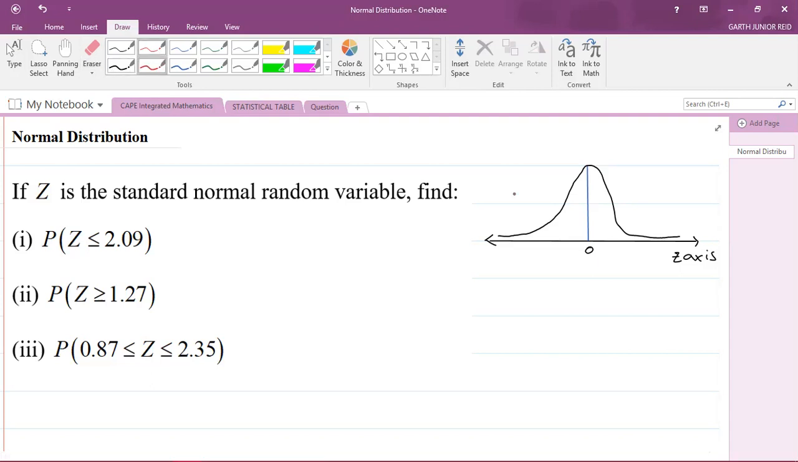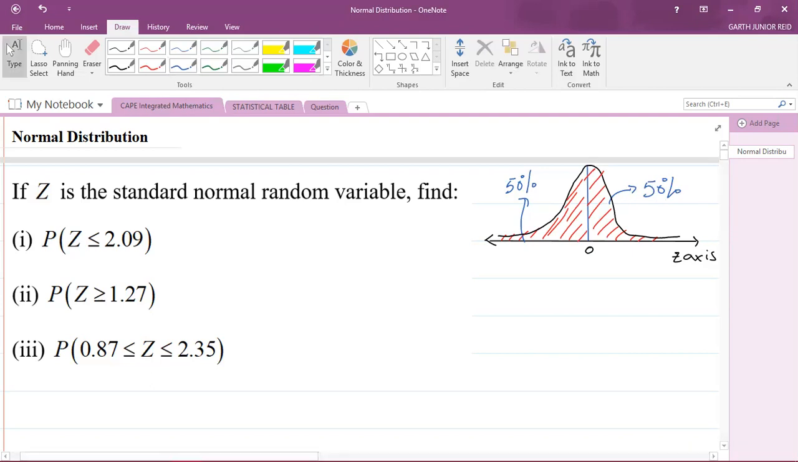You should know that to the left of 0, the shading there is 50%. And to the right of 0, that shading there is also 50%, which means that the total area under the curve is 100%, or I can just say it is equal to 1, right? Because 50% is 0.5, so 0.5 plus 0.5 is 1.